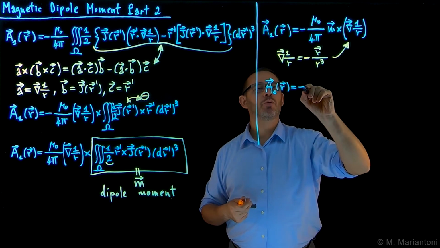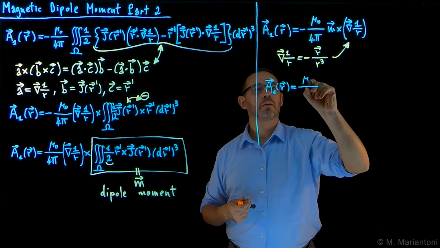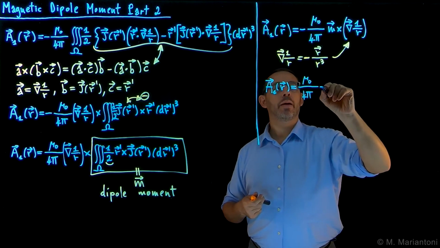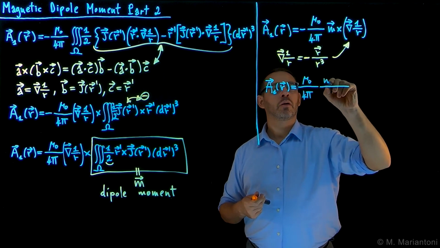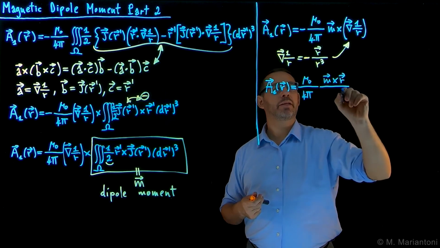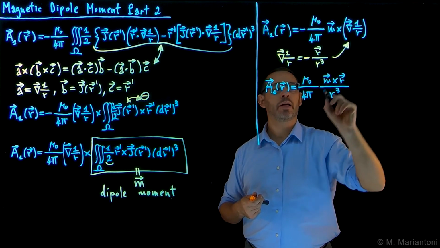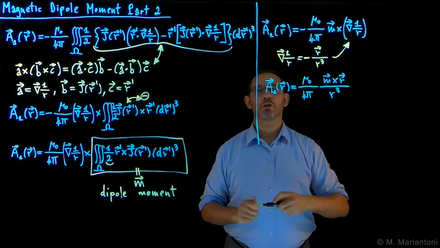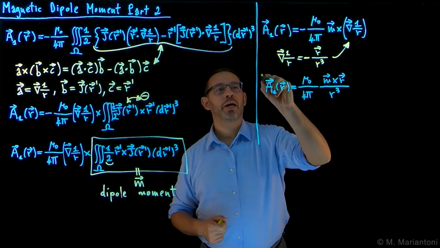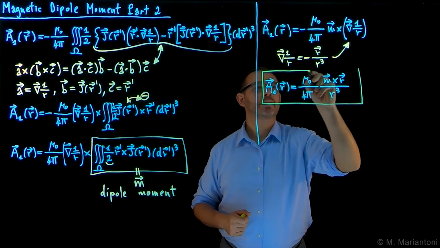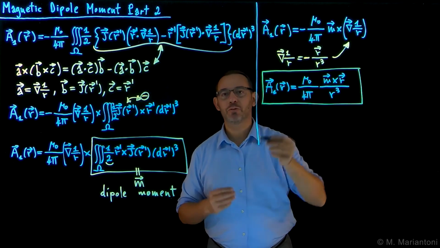And so I get plus mu naught divided by 4 pi m cross R from the gradient divided by R cube, absolute value. This is the final expression, the more manageable expression we wanted to find from the beginning. So this series of videos eventually leads to this final expression.